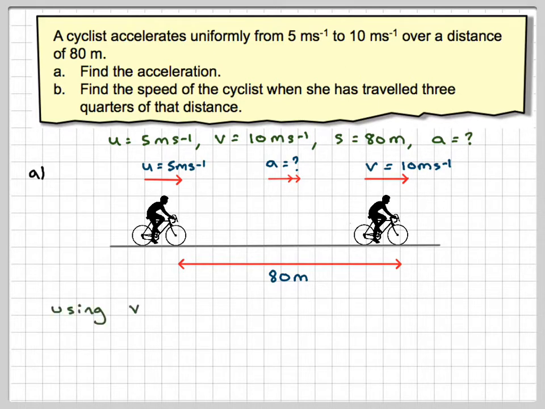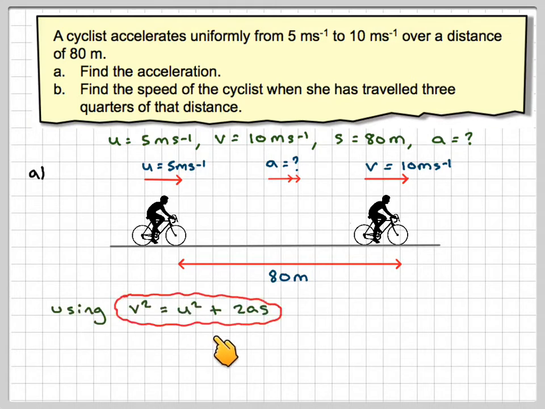So using v squared is equal to u squared plus 2as in order to find the acceleration. Substituting in, we're going to have 10 squared, and don't forget to square, because a normal mistake with this formula is people forget to square. Is equal to u squared plus 2a times the distance, which is 80.